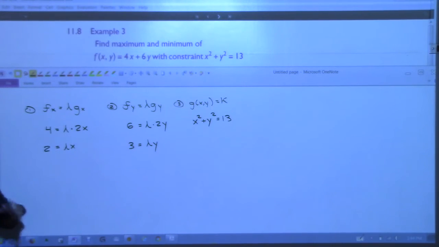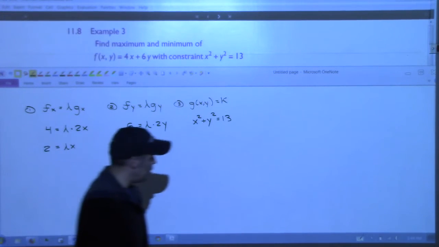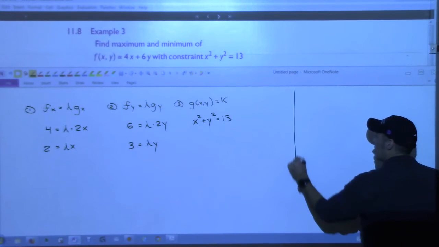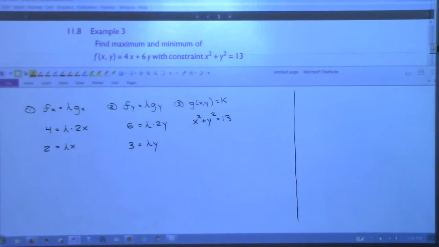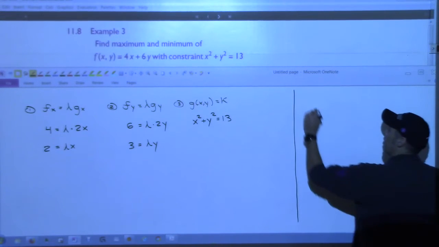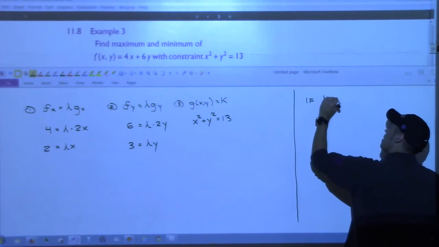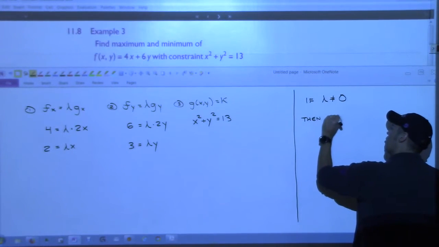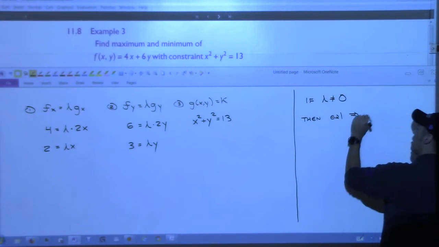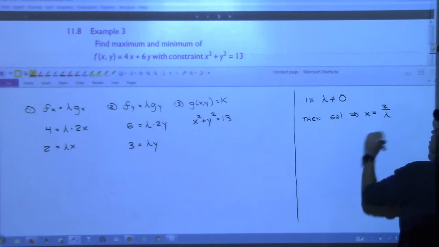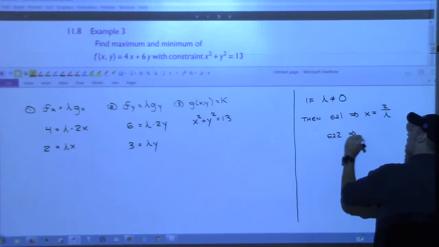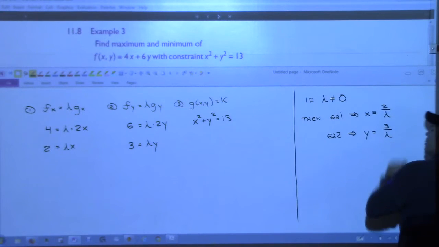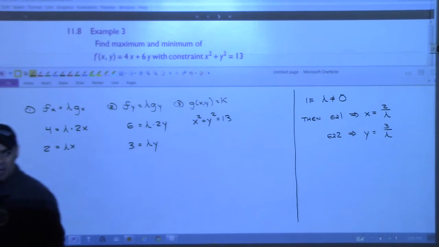So I think in the end it's all going to be the same sort of thing. All right, let's do this. Now watch what I write here. Super important that you understand the next step, because this is what gets you to lose credit on problems. Okay. If lambda is not 0, then equation 1 tells us that x is 2 over lambda, and equation 2 tells us that y is 3 over lambda. Do you see that it's very important that I start this by saying if lambda is not 0?